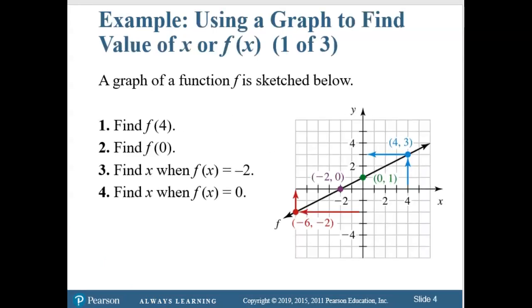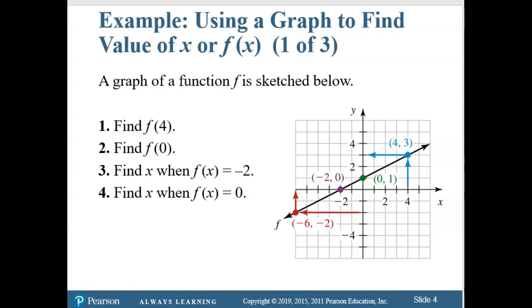Now, the next slide is going to show us what we saw in class, but I want to make sure because most students end up really struggling with this. Because there's no x here, this means the same as x is equal to 4. This means the same as x is equal to 0. Remember, you could think of f of x as y. So this could be y equals negative 2, and this could be when y is equal to 0.